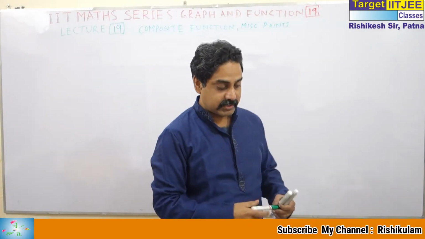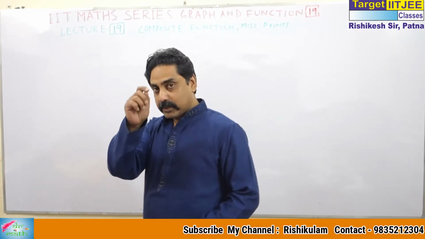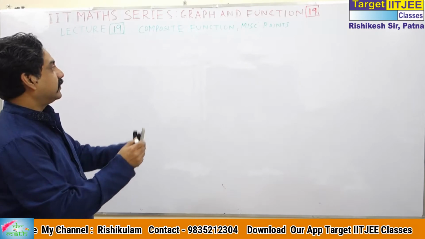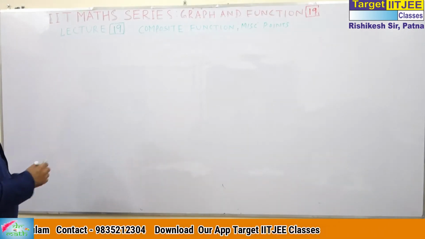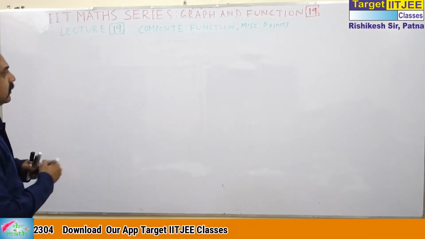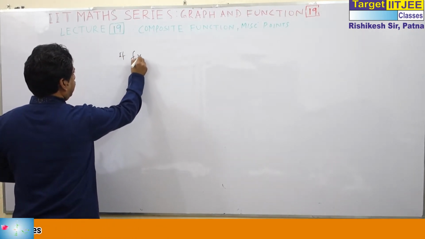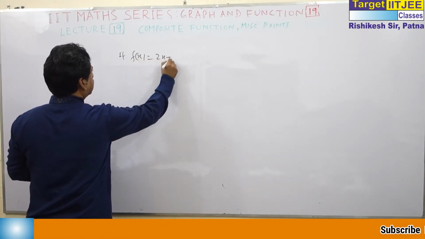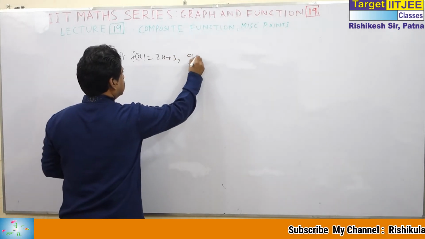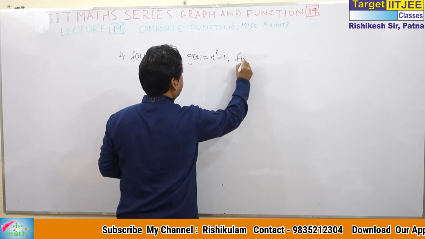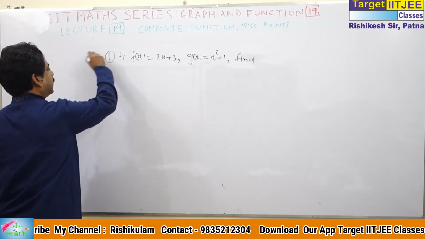Though I have used it, today I will define it technically. I have used composite function like this. Suppose f(x) is equal to 2x plus 3, g(x) is equal to x square plus 1. I am straightforwardly starting with one question.